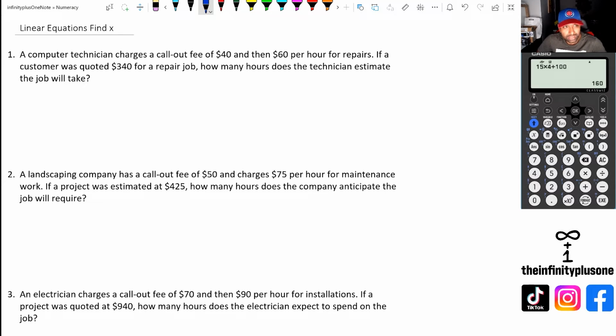In this video, we're going to be looking at linear equations, finding the x value given the y value. So without further ado, let's get started.